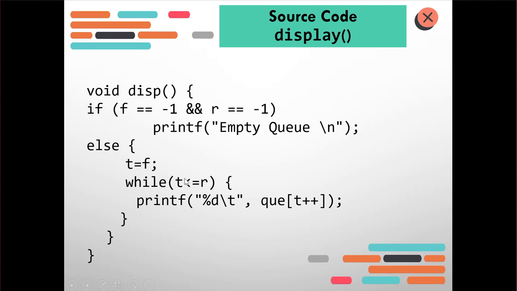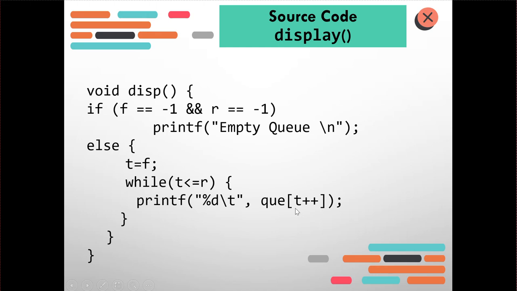So I would not be able to track the value of front or the front-most element later on for later usage. That is why I am using this temporary variable. While t remains less than or equal to r, till then you would be printing q[t]. In the example that we just saw a few slides back, front was 0, so t would be 0, and rear, I should say, was 4. So here q[t] means q[0].